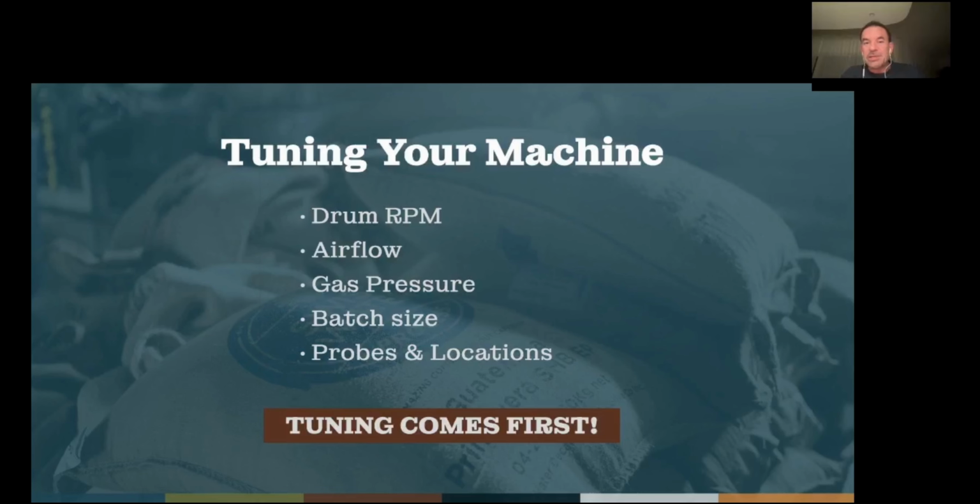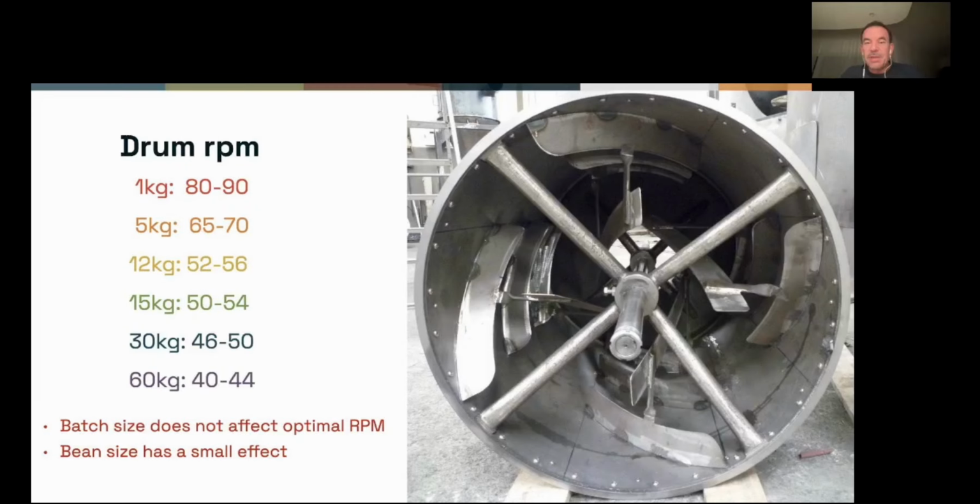When it comes to drum RPM, the optimal RPM is primarily determined by the diameter of the drum. So the larger the diameter, the slower the optimal RPM. This applies mostly to classic drum roasters. If you have an air roaster with a drum, for instance, you need an RPM that mixes the beans well, but you don't have to worry about having a precise optimal RPM because you're not worried about conduction.